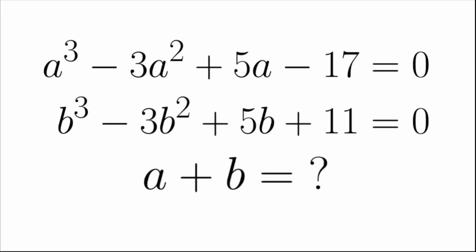Let's take a look at this problem. We are given that a and b are real numbers such that a cubed minus 3a squared plus 5a minus 17 equals 0, while b cubed minus 3b squared plus 5b plus 11 equals 0. Find the value of a plus b.